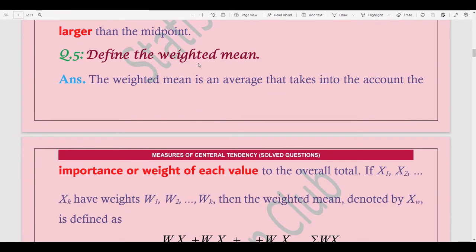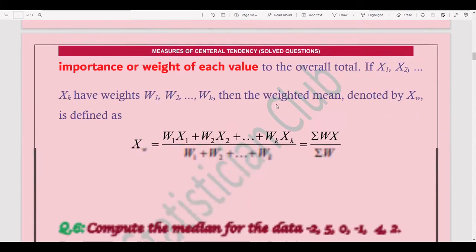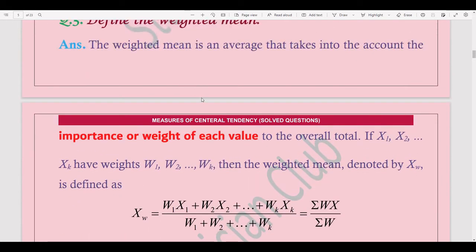Define weighted mean. Weighted mean is an average that takes into account the importance or weights of each value to the overall total. Suppose that you have a data set x1, x2, x3, 3 observations. You assign weights.